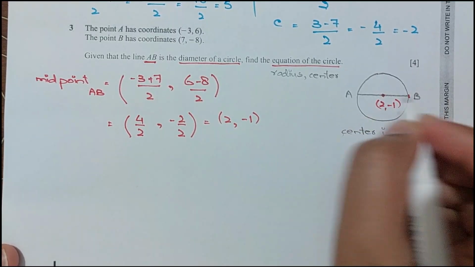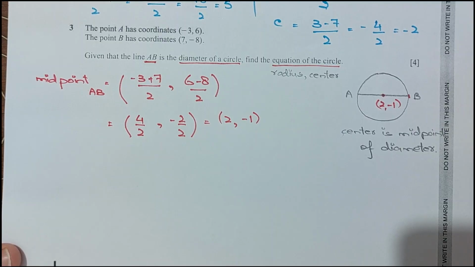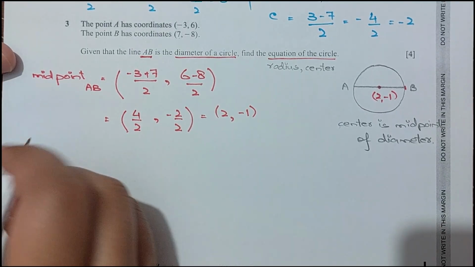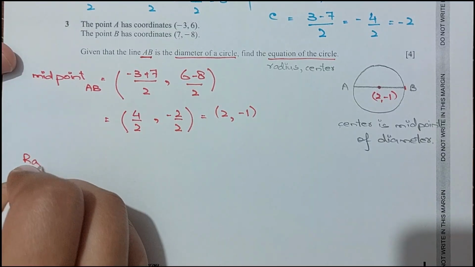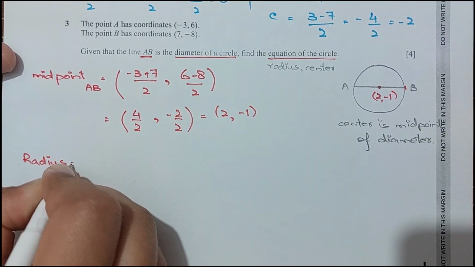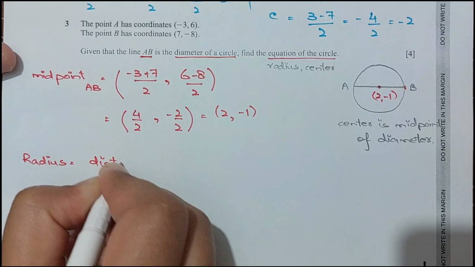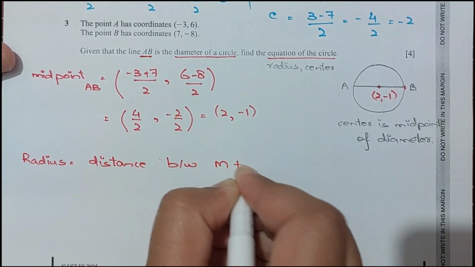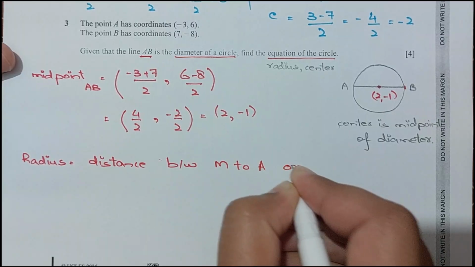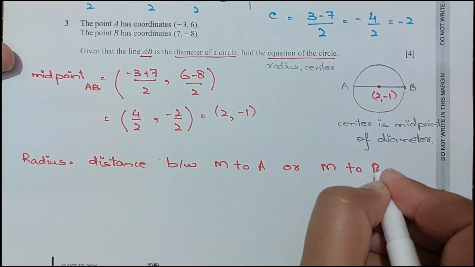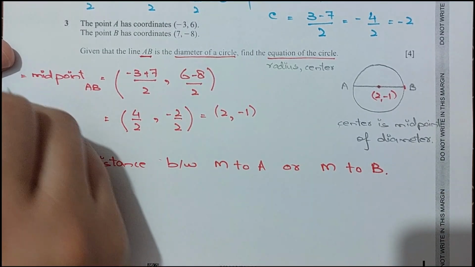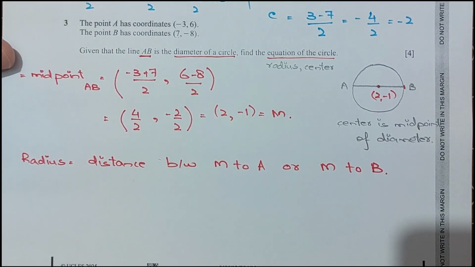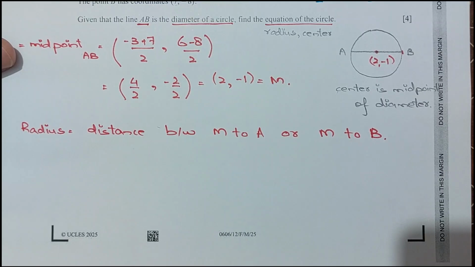Now the distance from the center to A, or the center to B, is my radius. Let's figure out the radius of that circle. The radius is the distance between M and A, or M and B. M is the midpoint, right? This would be my M. Let's find out what the radius is.